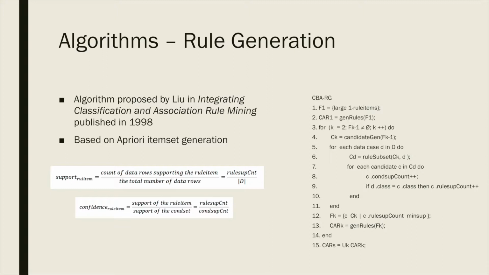There are 2 measures that are important in associative classification. Those are support and confidence. The equations are shown on the bottom left-hand side of the slide. Rule support is defined as the number of data rows that support the rule divided by the total number of rows, and rule confidence is the number of rows that support the rule divided by the number of rows that support the conset. This algorithm accepts 2 inputs, the data and the minimum support.